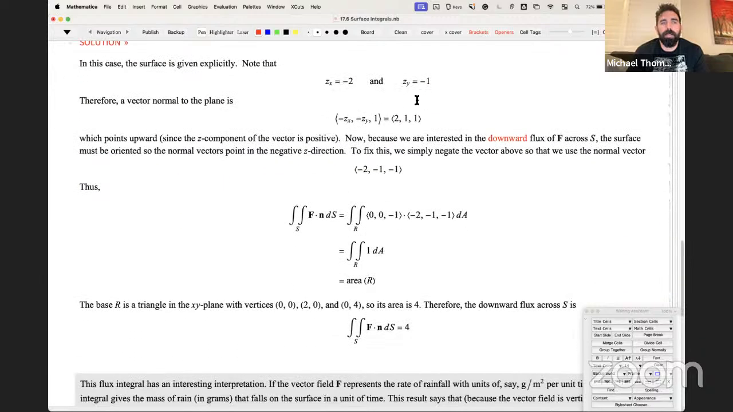So what do we need for that explicit formula? Well, you need Zx and Zy, right? And if you find those and you plug them into our formula, which is negative Zx, negative Zy, 1, you'll end up getting 2, 1, 1.